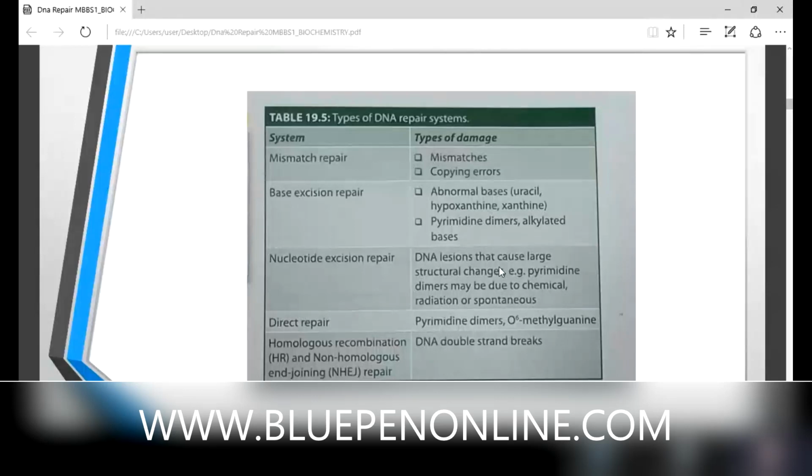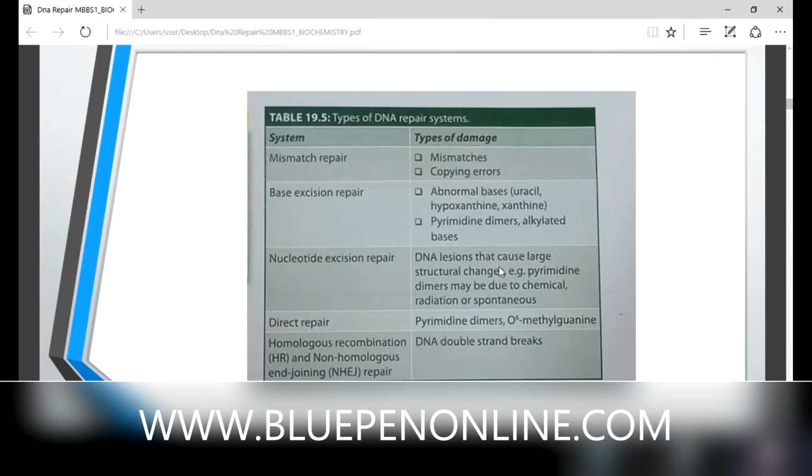Now, just understand homologous recombination and non-homologous end joining repair. In those cases, we need to repair double strand breaks. The type of damage is a double strand break. So it's an overview, we will discuss one by one.